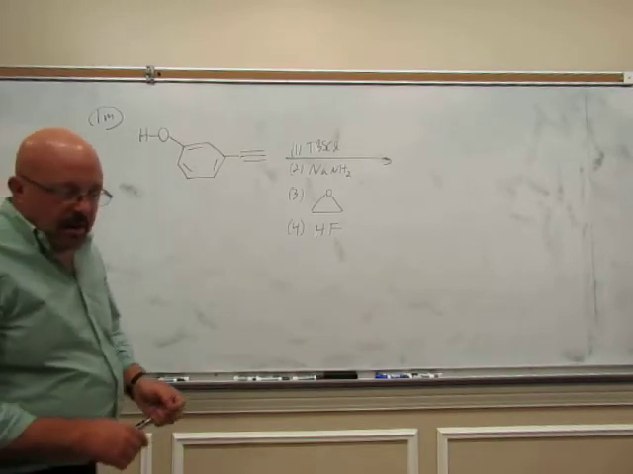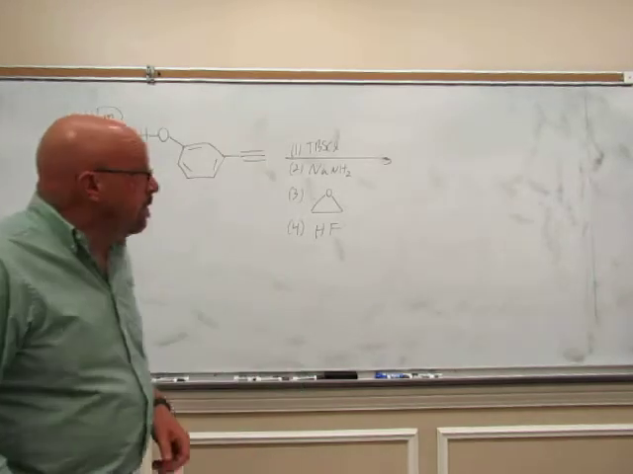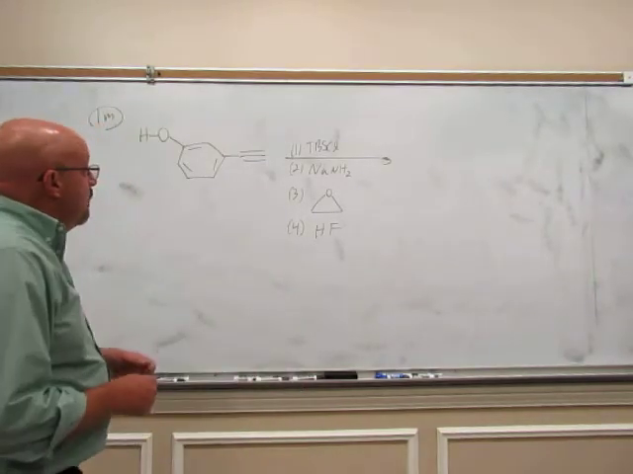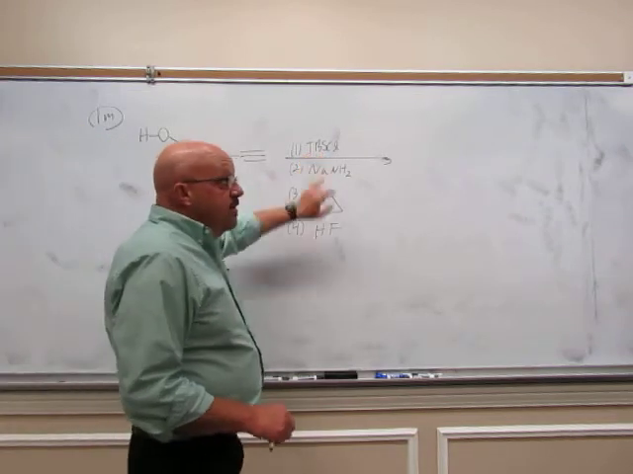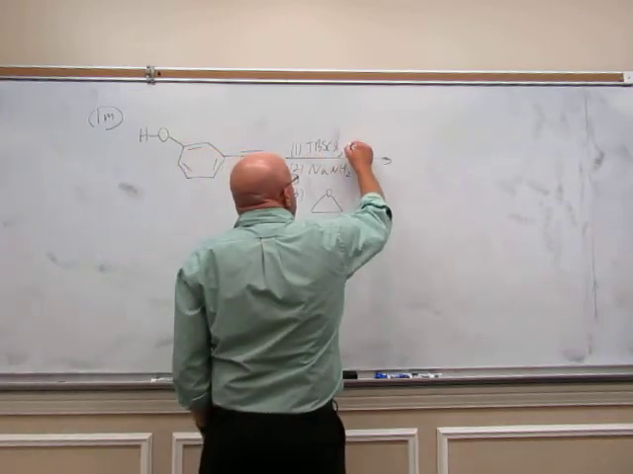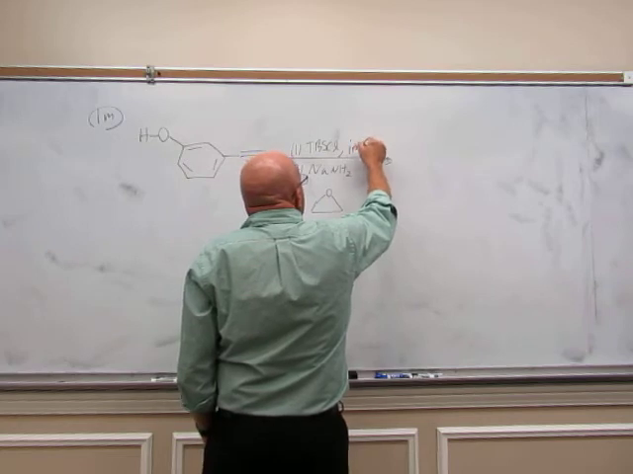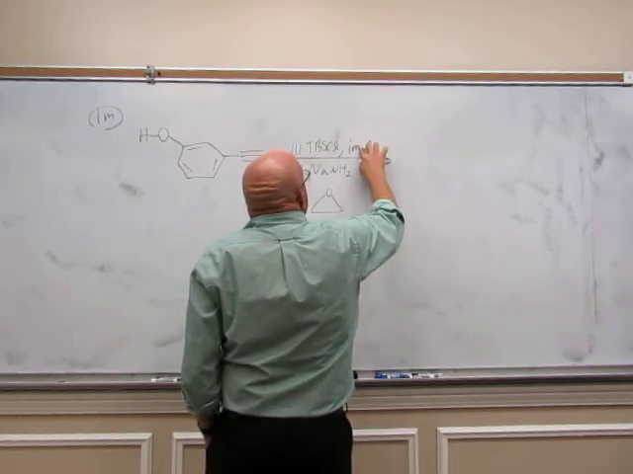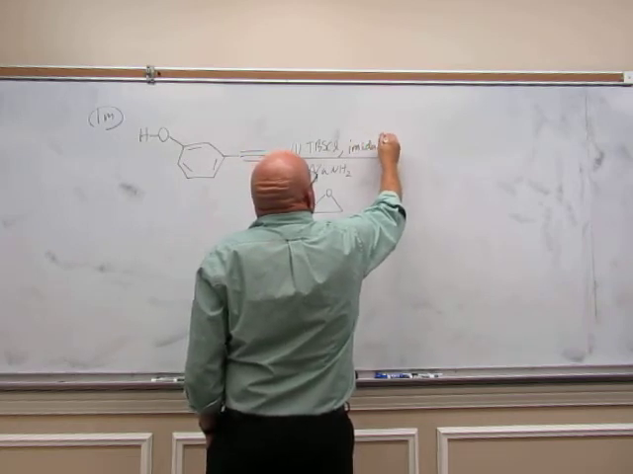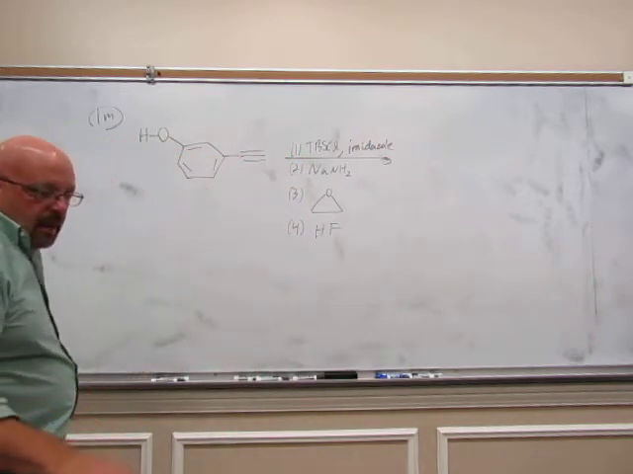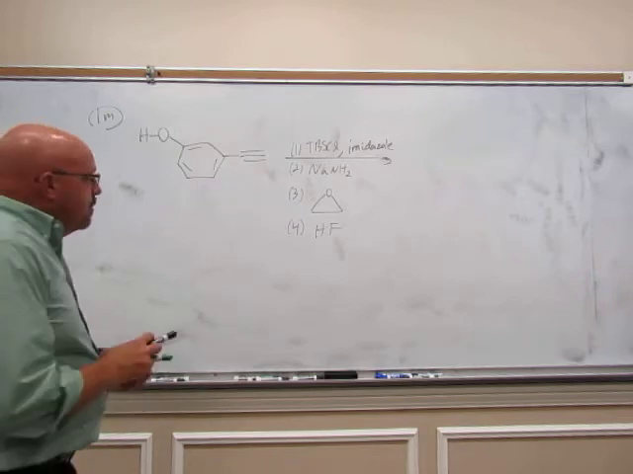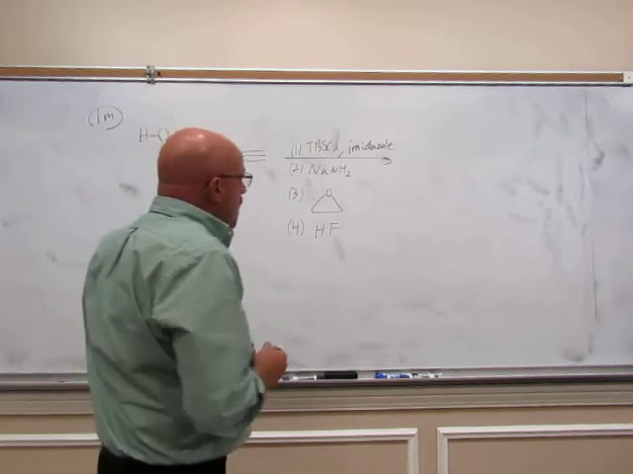Okay, let's finish out the last 2 pages of the old exam. First step, we have TBS chloride. This TBS is a protecting group. There should also have been an imidazole written there. Imidazole was our weak base for that reaction. So this puts a protecting group on the alcohol.